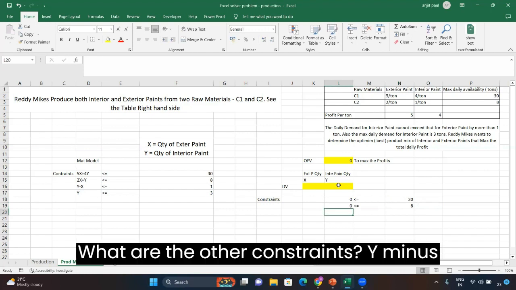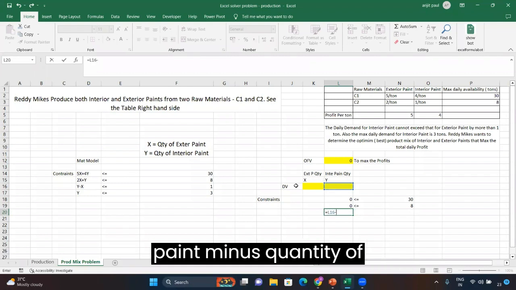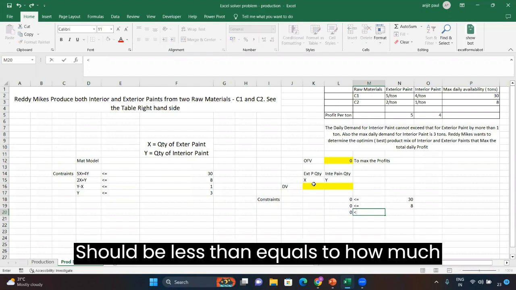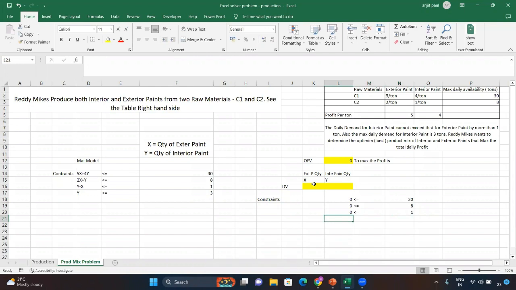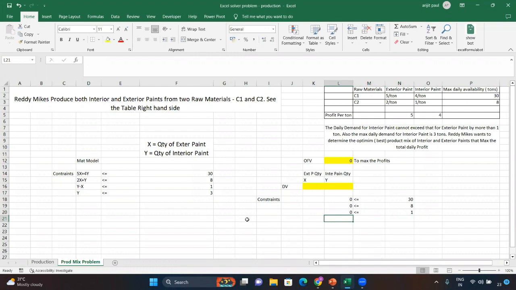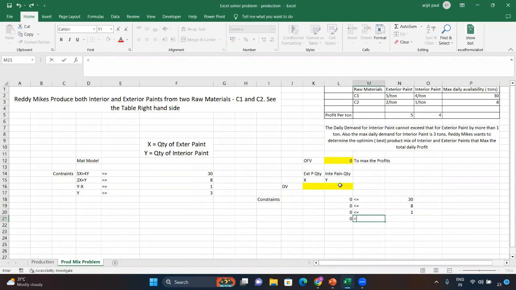What are the other constraints? Y minus X. That means quantity of interior paint minus quantity of exterior paint should be less than or equal to how much? 1. What is the last constraint? Y should be less than or equal to 3. Y means the quantity of interior paint should be less than or equal to 3.